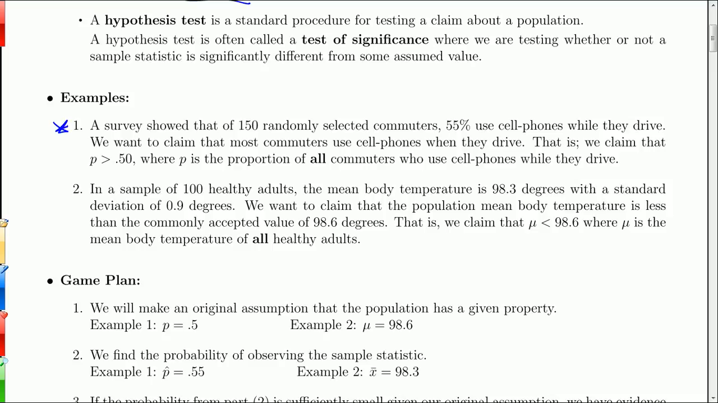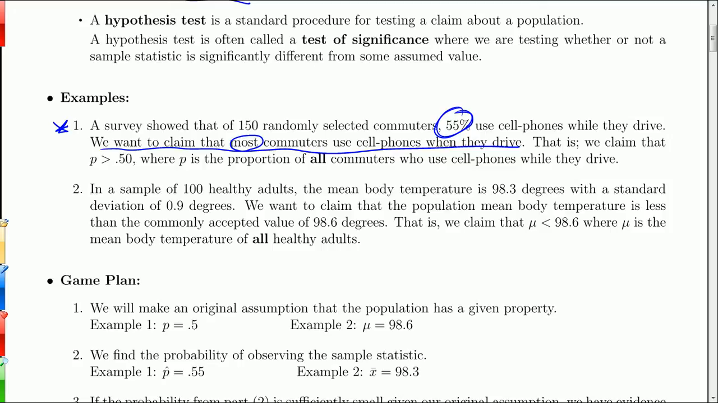Number 1, a survey showed that of 150 randomly selected commuters, 55% use cell phones while they drive. The claim we want to try to support is that most commuters use cell phones when they drive. Maybe we want to put a headline, most commuters use cell phones when they drive. And so we're asking ourselves, is the 55% from our sample significantly greater than, is it far enough above 50% that we can use the word most with confidence?